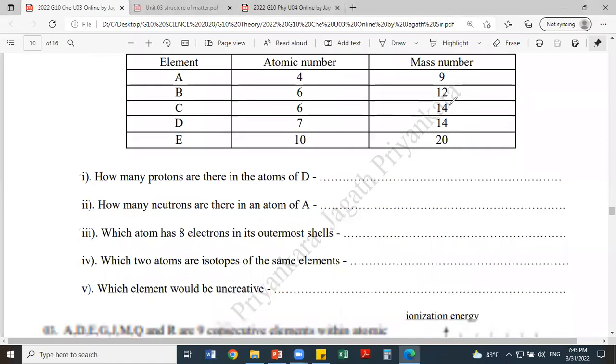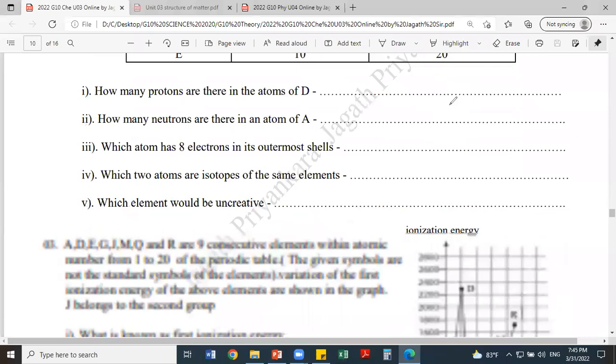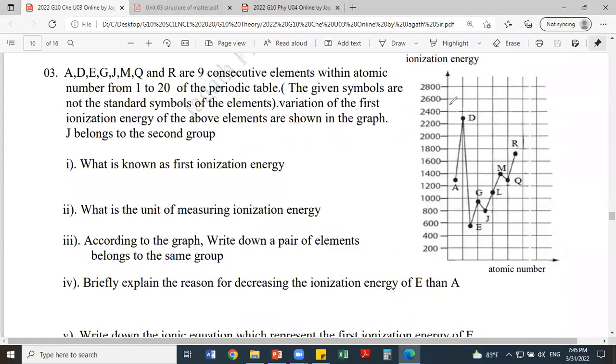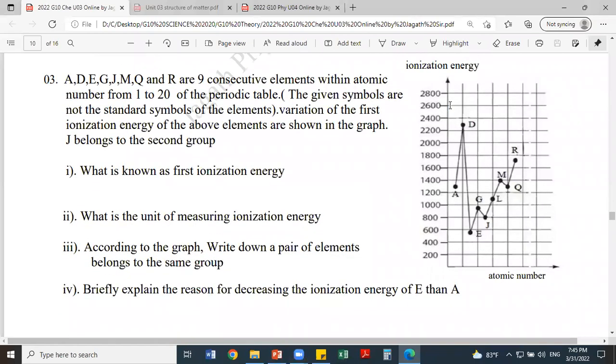Try to get the answer before me. This graph is from the ionization energy. Ionization energy.